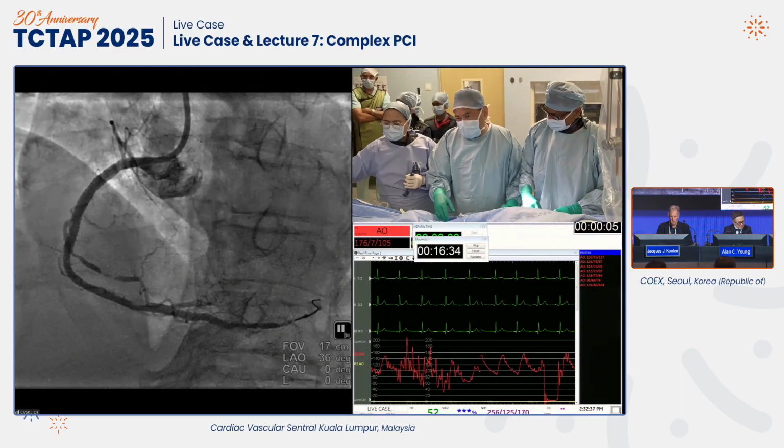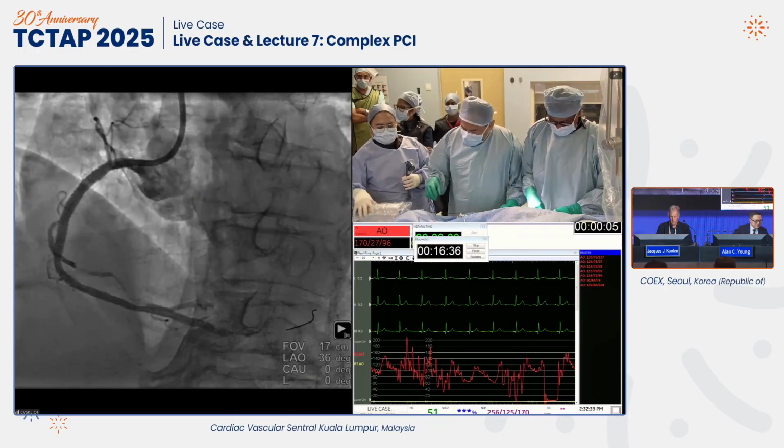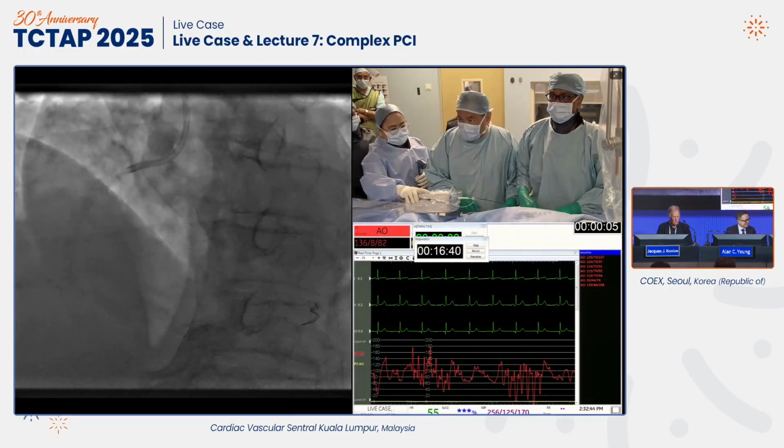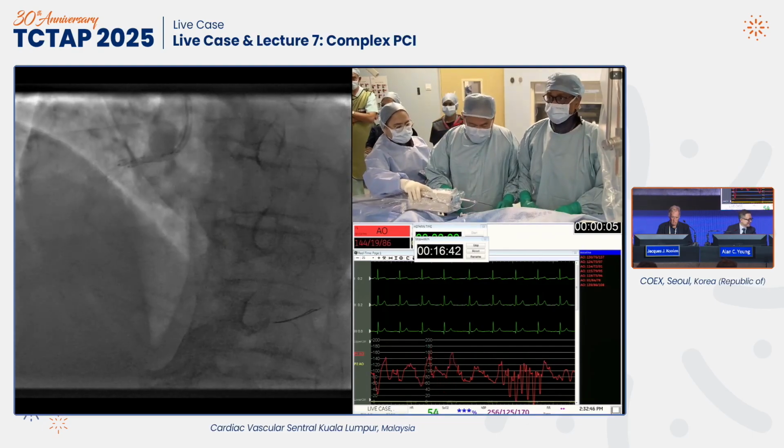Okay, then you can see that the result looks quite pleasing. Let's have a look at OCT and see whether we need to work anymore. The distal, we went up to 18 atmospheres with the same 4.0 non-compliant balloon, and proximally we went up to 20.